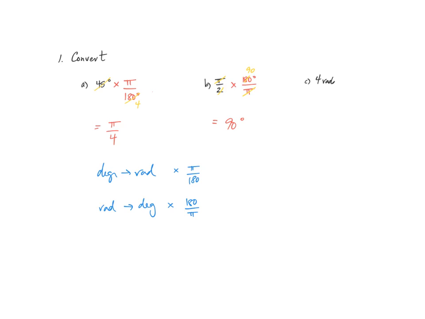And so in that instance, if I'm changing it to degrees, then I need to multiply by the form of 1 that puts degrees on top. And so if I do a quick calculation and I have 4 multiplied by 180 divided by pi, I'm going to get approximately 229.18 degrees.